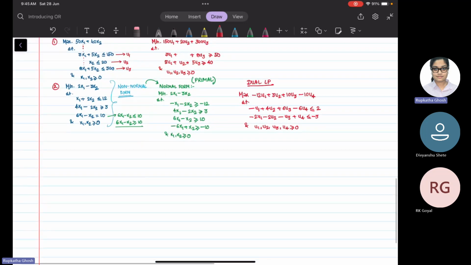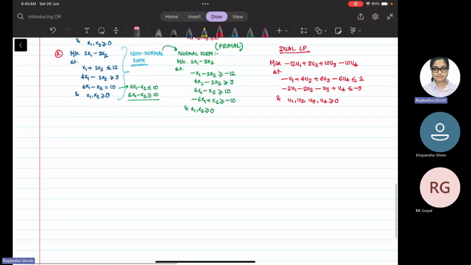So always remember, for converting your primal to a dual, you first have to check if it is a normal form or a non-normal form. If it is a normal form, it is very straightforward. But in case it is a non-normal form, there are two ways. One thing you can do is completely convert it into a normal form, or there is another shortcut, which is something that now I will discuss.